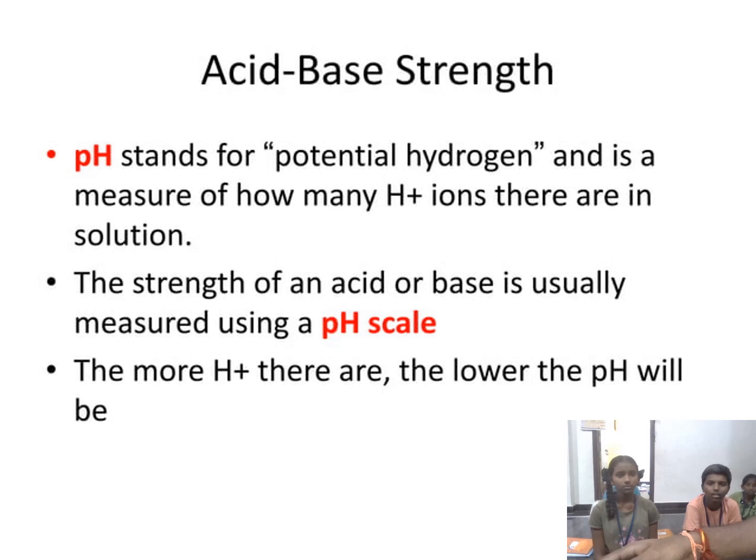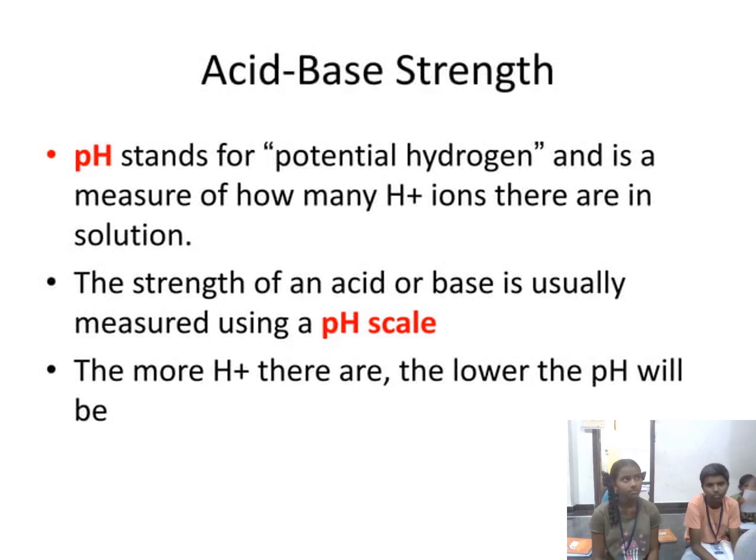And acid base strength. pH stands for potential of hydrogen and it is a measure of how many H+ ions are there in a solution. The amount of H+ ions in a solution is called potential of hydrogen. The strength of an acid or a base is usually measured using the pH scale. The more H+ is there, the lower the pH will be.